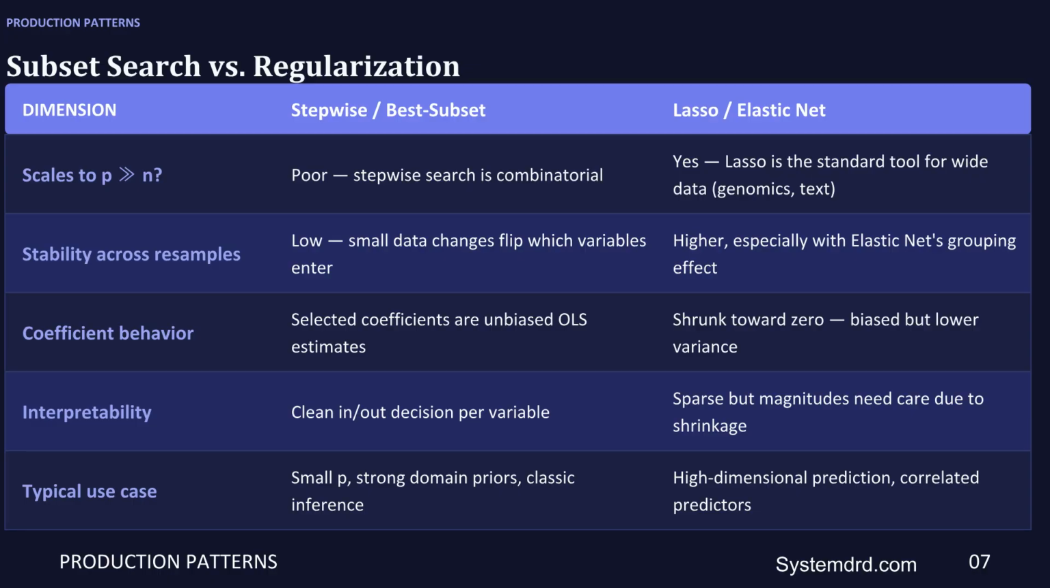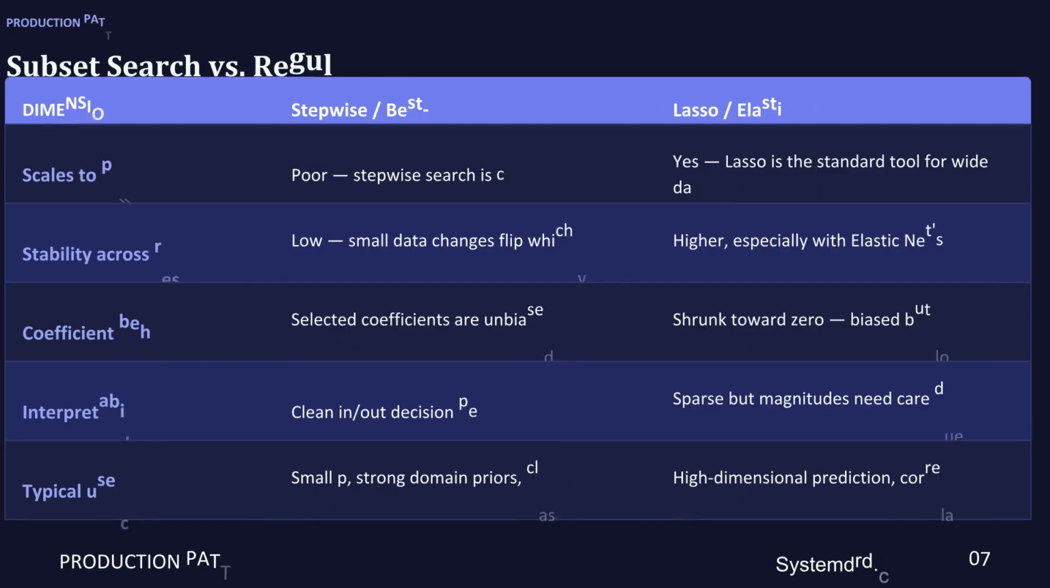On interpretability, stepwise gives a clean in or out decision per variable, which people like. Lasso gives you sparsity too, but you have to be a little more careful interpreting the magnitudes because of the shrinkage. Bottom line: use stepwise or best subset when you have a small number of predictors, strong domain priors, and you care about classical statistical inference. Use lasso or elastic net for high-dimensional prediction problems, especially with correlated predictors.